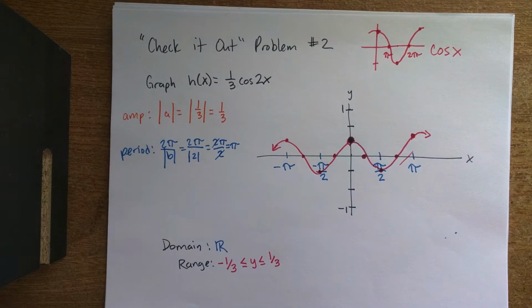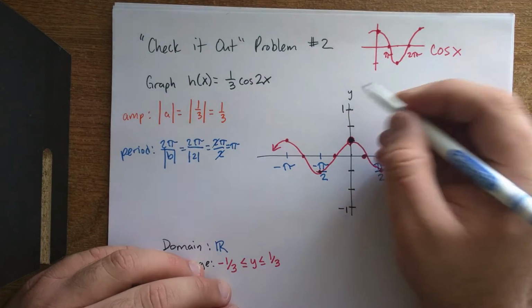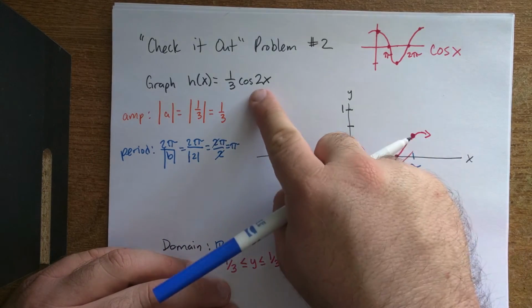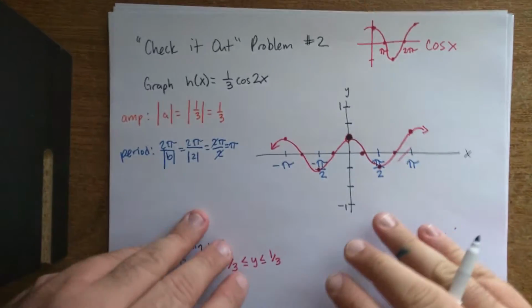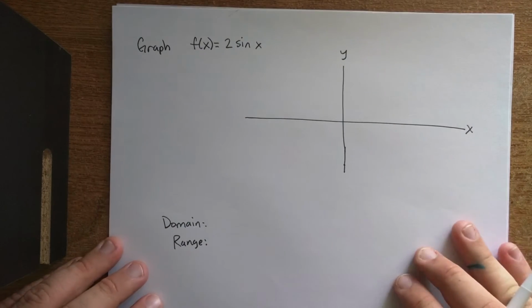Actually, let me just talk about that a little bit more. If I was to just draw cosine x, this is this graph right here. Actually, I'm not going to do that. No, sorry, we'll not do that. All right, let's go ahead and do this one.